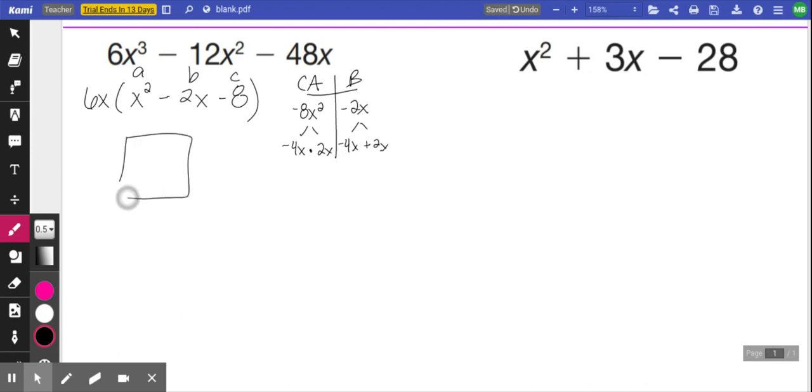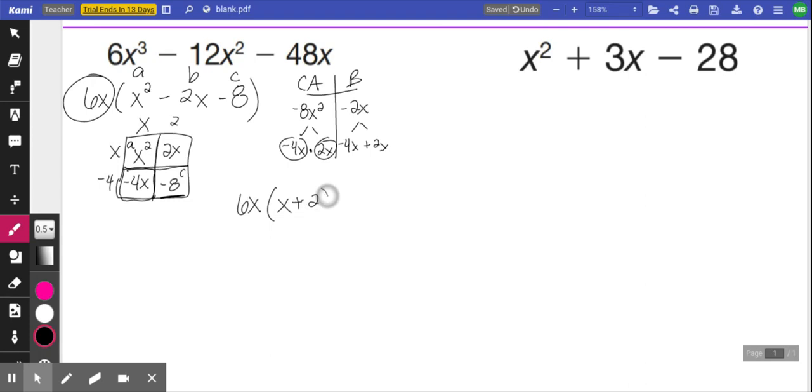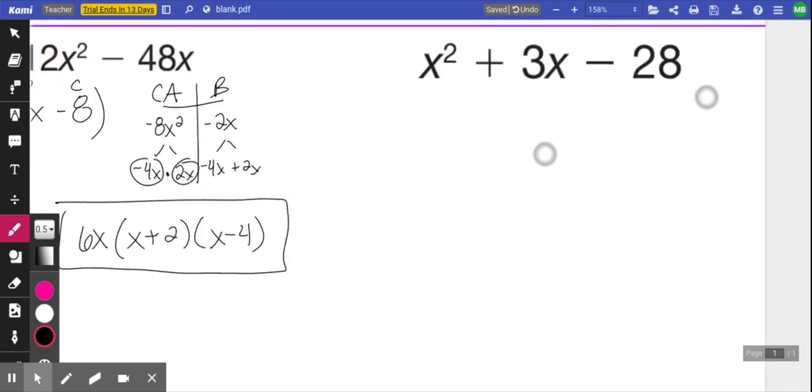Now I can set up my box. As a reminder, A always goes in the top left, C always goes in the bottom right. And then my two numbers that I came up with fill in the rest of the spots. I know x times x is x squared. Now to get here, I need to multiply by 2. To get here, I need to multiply by negative 4, and then negative 4 times 2 does in fact equal negative 8. You cannot forget, if you factor something out, to write it in the front. Then you write your two factors, and you're done.